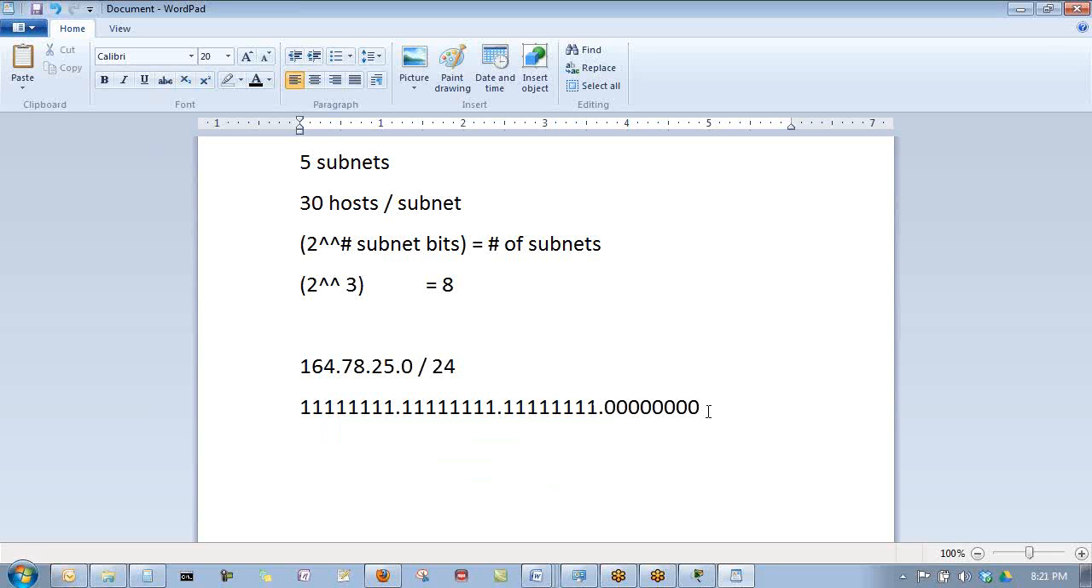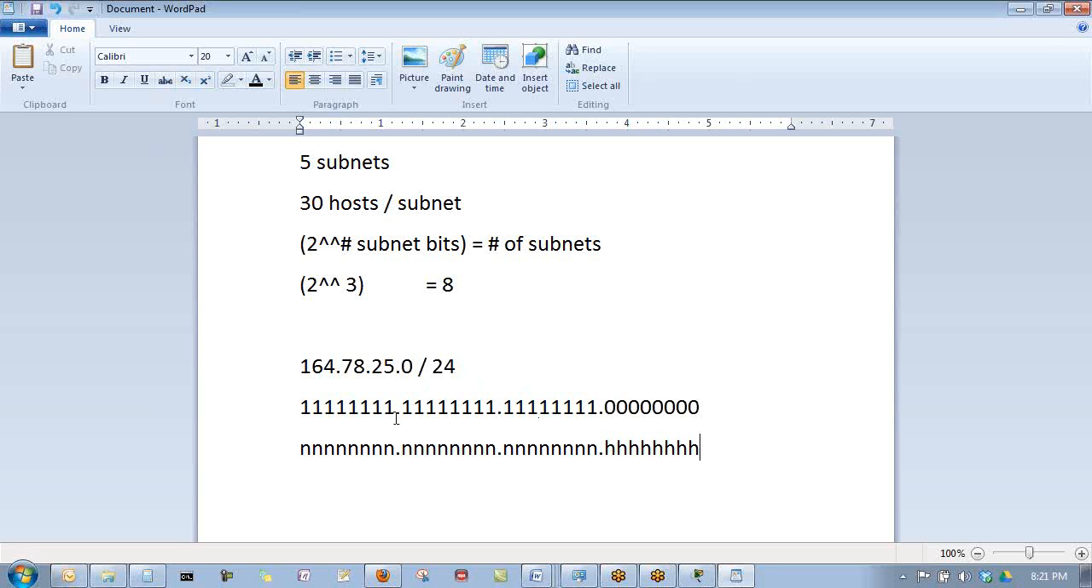So all of this represents the network portion. When my ISP gave me this IP address, what they're saying with the /24 is that the first 3 octets belong to the network address, okay? Everybody see that? All right.